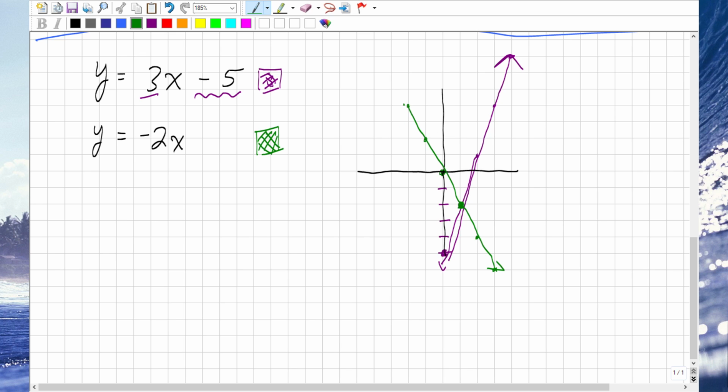Where do these 2 lines intersect? Well, if I'm looking at it closely, I notice that I go over to the right 1 space. So that'd be right here. And then it looks like I had to go down 2, so that would be -2. So the intersection of these 2 lines would be at 1, comma, -2.